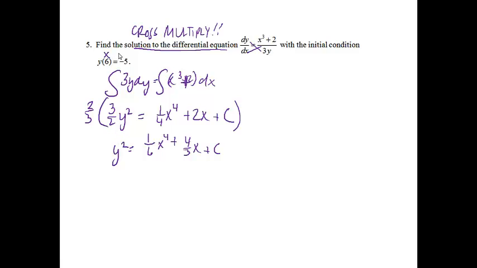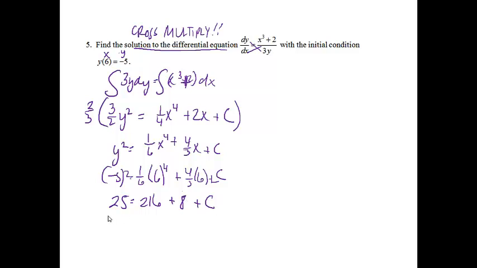So we know when x is 6, my y value is negative 5, so I'm going to have negative 5 squared equals 1/6 times 6 to the 4th, plus 4/3 times 6 plus c. So I'm going to have 25 equals 1/6 times 6 to the 4th is going to give me 216, plus 4/3 times 6 will give me 8, and then plus c. So I will get 25 equals 224 plus c. Solving for c, I get negative 199. So I now have y squared equals 1/6 x to the 4th plus 4/3 x minus 199.